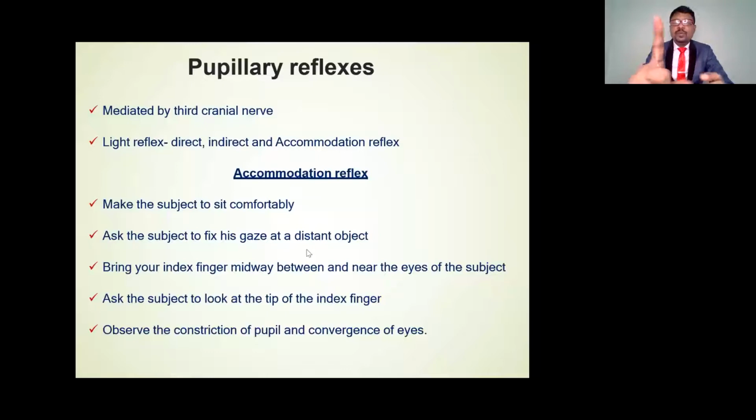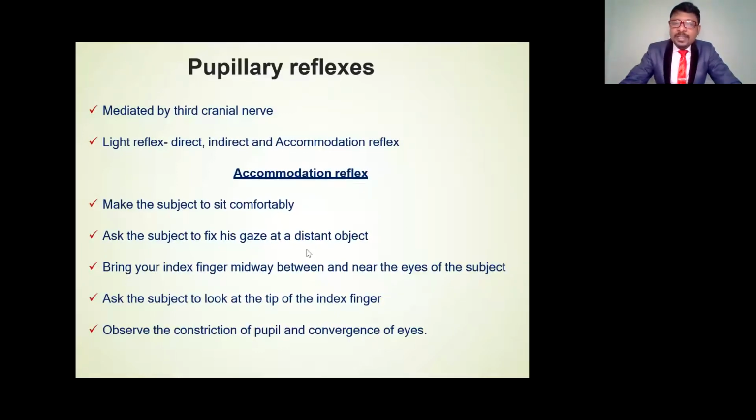So here, if you bring the finger into the center of the eyes, ask them to look at it. What will the response be? The pupil will constrict, and the eyes will converge. So it gives the direction. If you see here, convergence is going to happen. This is the normal response.